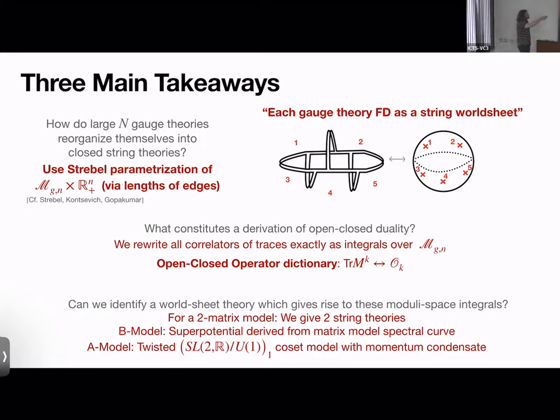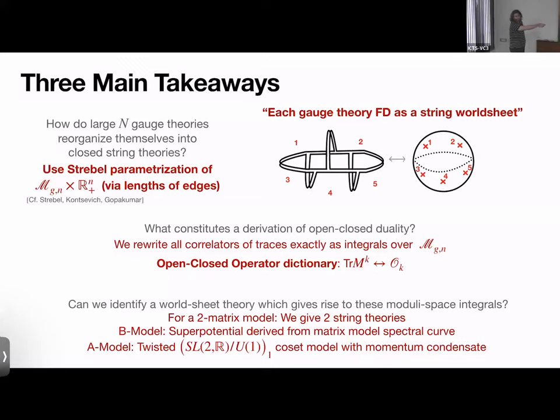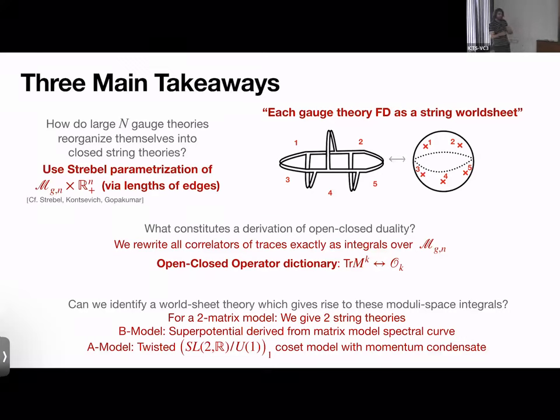And so this question as to how the large N gauge theories are reorganizing themselves into string theories is as follows: we're going to think of each single Feynman diagram as some sort of string worldsheet. This is a fairly strong statement. You might have thought that maybe the sum of Feynman diagrams is equal to the sum of the worldsheets, but there wasn't really a one-to-one map. This is a statement at the level of the summand. The slogan you should take away from today is really each Feynman diagram as a string worldsheet.